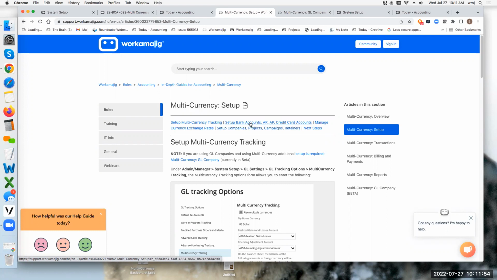You don't have to set up bank accounts in a different currency. Many of my clients have one bank account that they do everything out of. I have others that say, well, it's easier for us to have a US bank and a Canadian bank, and we do everything out of that bank.